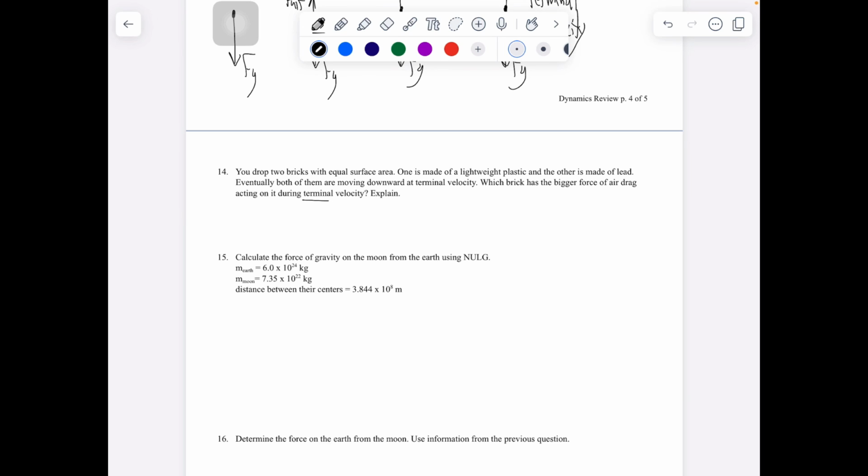Well, again, we know terminal velocity means the air resistance is equal to the force of gravity. Compare the force of gravity acting on the plastic versus the lead. Force of gravity on lead is bigger than it is on the lightweight plastic. These forces of gravity will be balanced with the air resistance. So, the bigger force of gravity also means the bigger force of air resistance at terminal velocity. All that to say, air resistance is bigger on the lead.